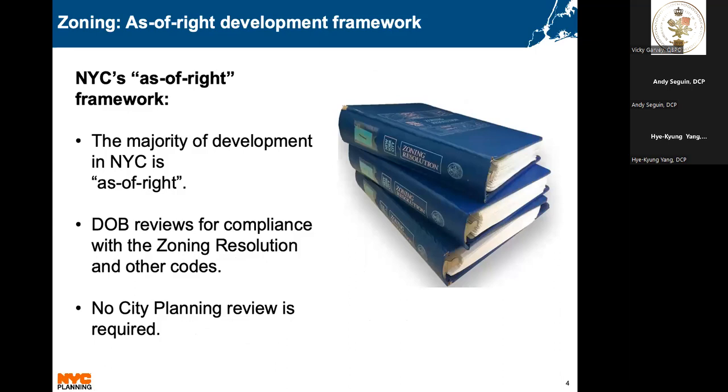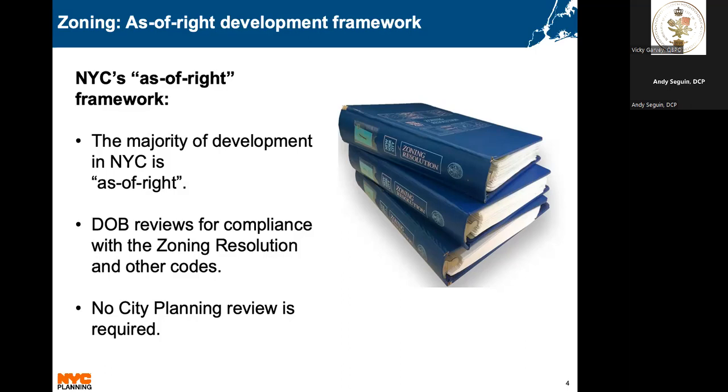So as you may already know, most of what gets built in New York City doesn't follow review by the City Planning Commission or the City Council or you at community boards. Over 90% of it is done, quote unquote, as of right, which means that development can proceed as long as it's in accordance with the rules of the zoning resolution as well as the building code. And it doesn't require additional review or approval by the City Planning Commission.